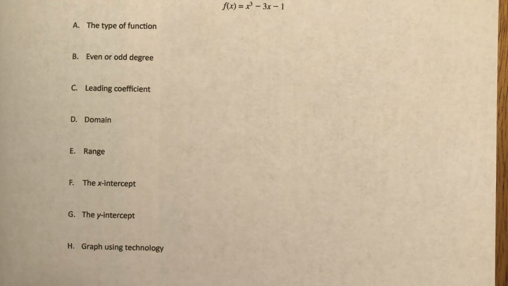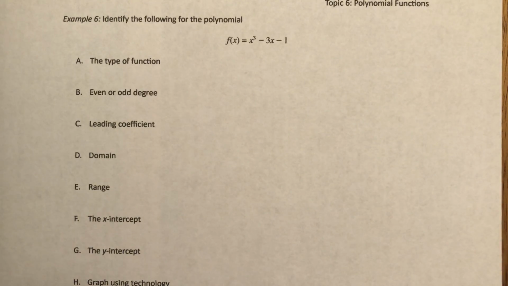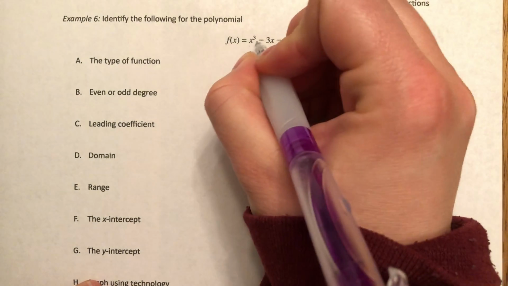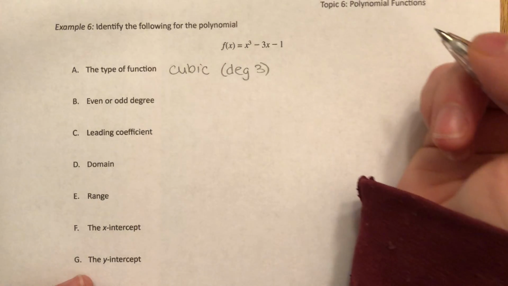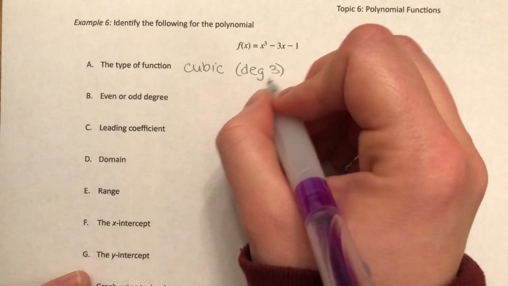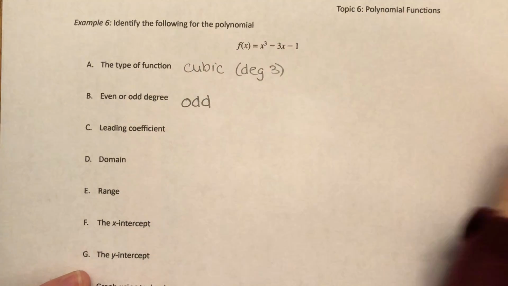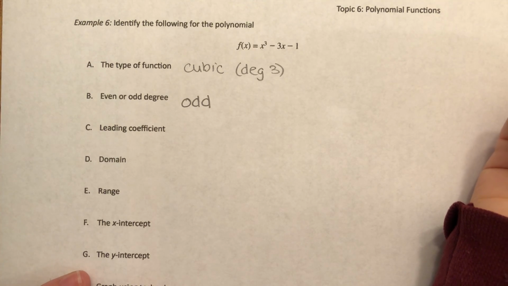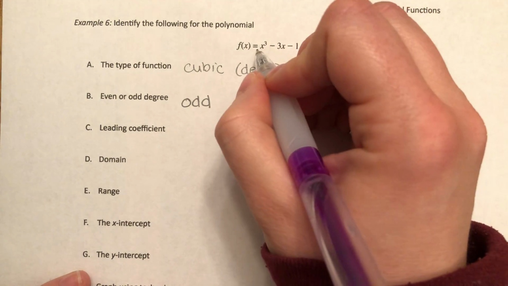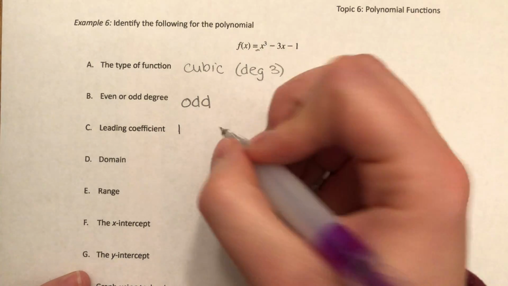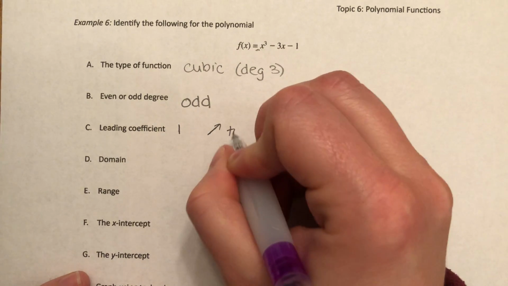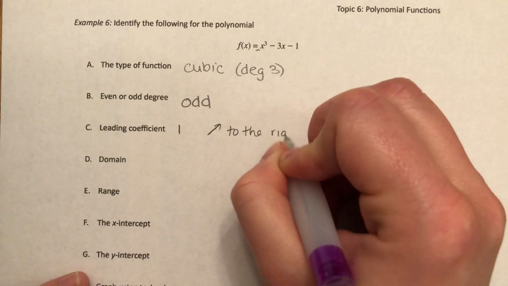This last one, this is cubic. This is probably the least familiar for us. We see that x cubed, this is a cubic function, which means it has degree 3. 3 is an odd number, so this is an odd degree function. My leading coefficient is a 1, so it's just 1x cubed, which means it's going to go up to the right.